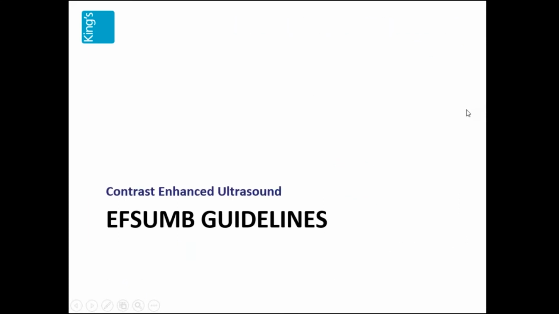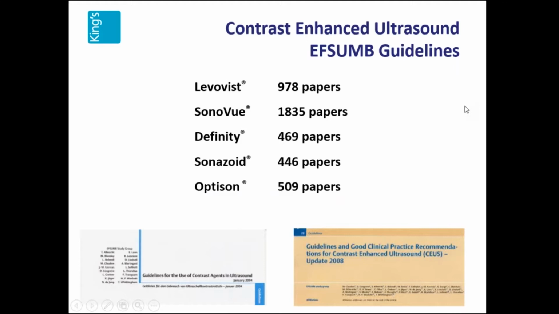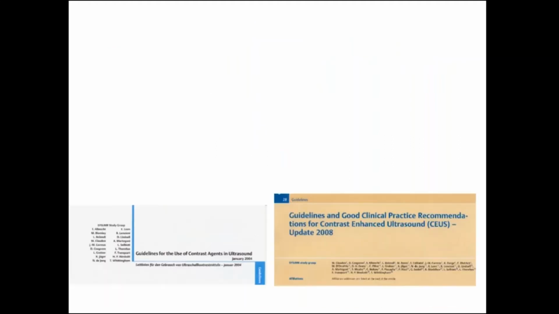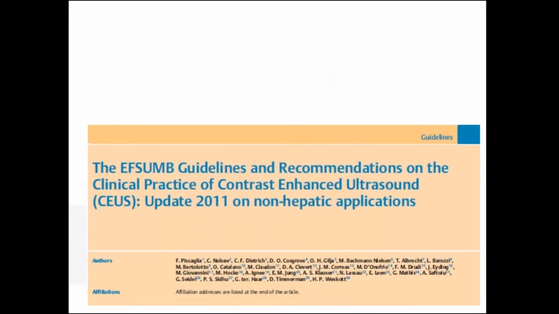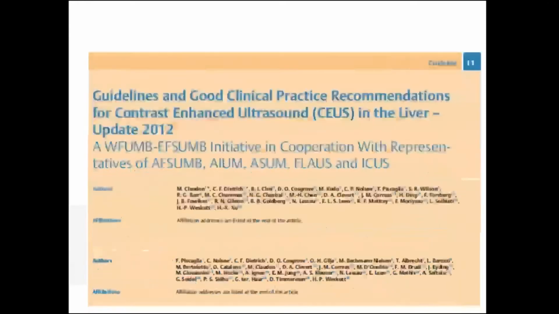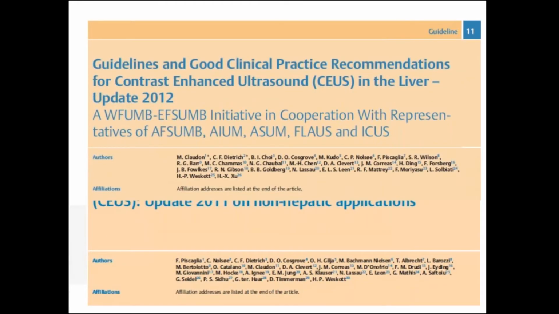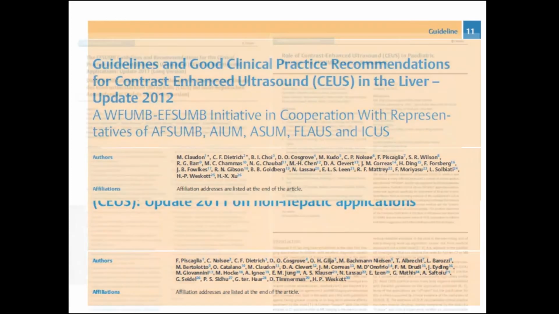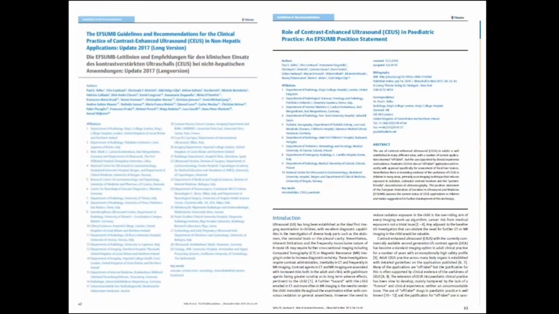EFSUMB has produced a number of guidelines over the years, and this is based on the number of publications, etc., that have come out over the many, many years. So we're looking at over 4,500 papers now. Initially, the guidelines were produced in 2004 for liver, then updated in 2008, and then subsequently in non-hepatic applications in 2011, repeating the liver guidelines. And recently also the non-liver guidelines were updated, and importantly, a position statement on the use in pediatric patients.